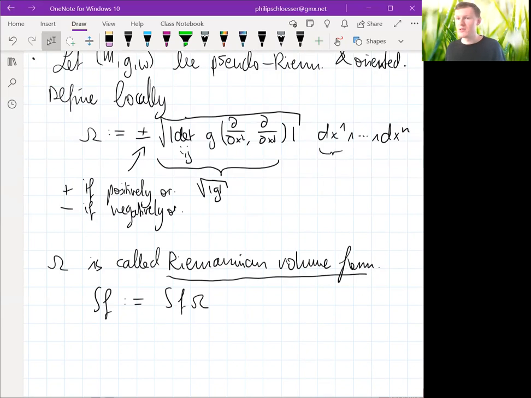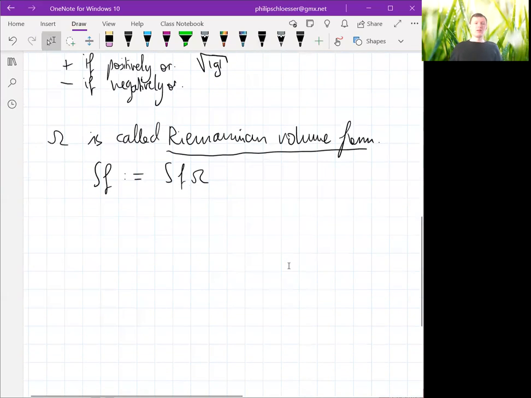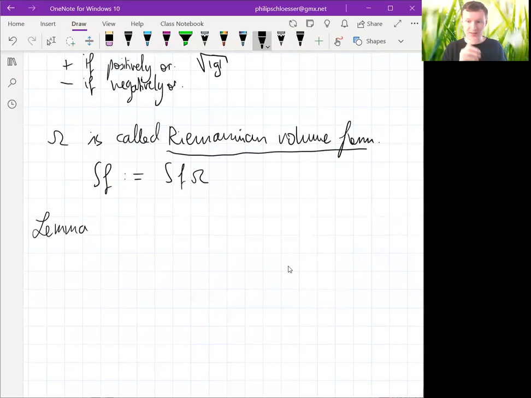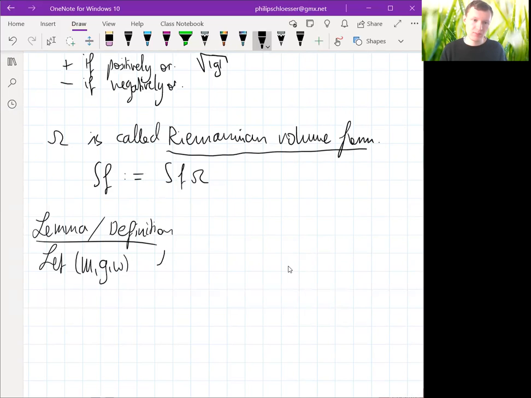And I guess in GR, generally in physics, this is just done automatically. And using this Riemannian volume form, we can define something else, but I guess there is something to prove, so this isn't strictly a definition, but lemma/definition. So again, let (M, g, omega) be oriented and pseudo-Riemannian.